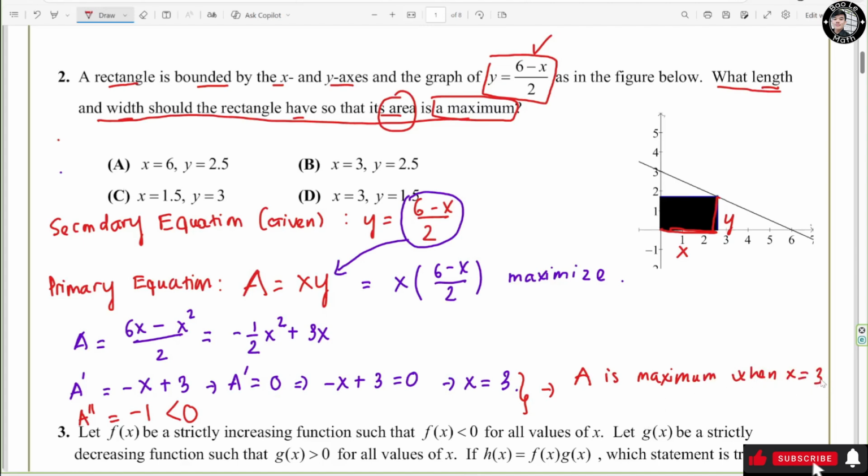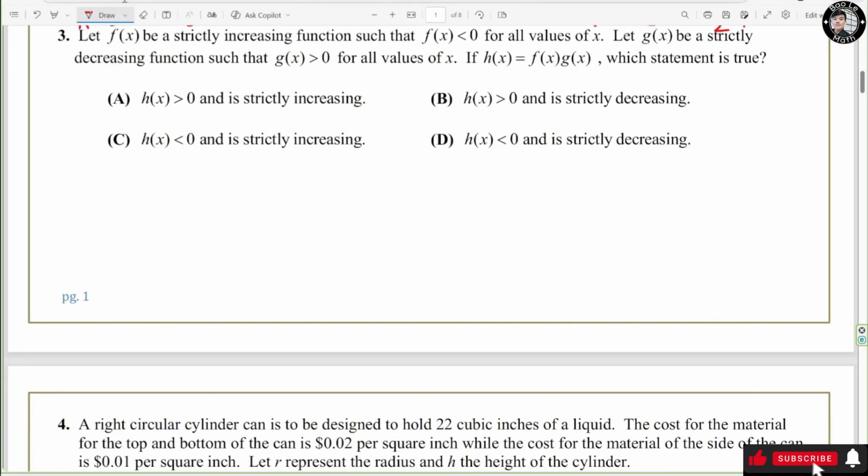So we substitute 3 for x into the function right here to solve for y, right? So we have y equals 6 minus 3 divided by 2. It's going to be 3.5, right? So finally we have x equals 3, y equals 3.5. Now let's move on to question 3.